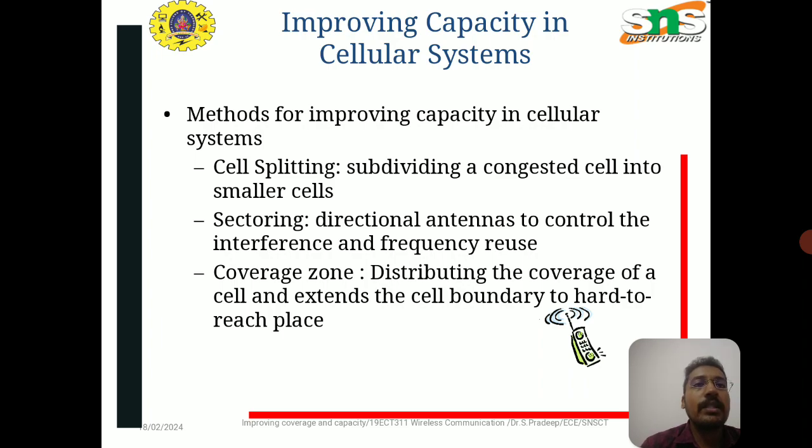The first one is cell splitting. In this, the congested cell is subdivided into smaller cells. The second one is sectoring. Sectoring uses directional antennas to control the interference and frequency reuse. The third one is coverage zone, distributing the coverage of a cell and extending the cell boundary to hard to reach places.